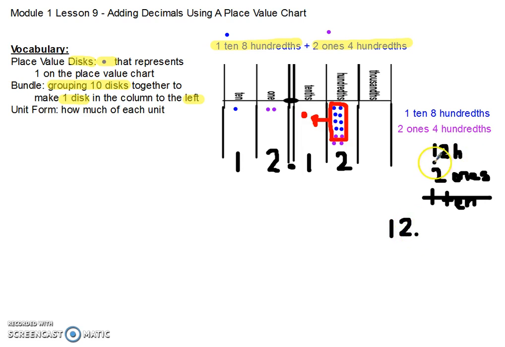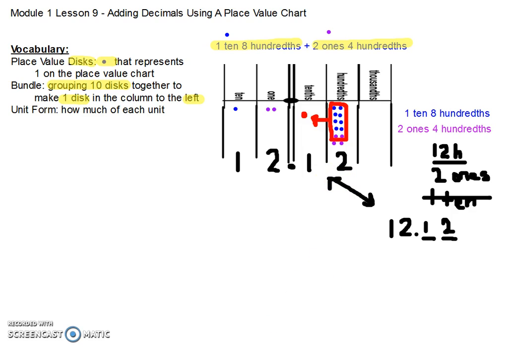And now here's where it gets interesting, because in my hundredths, I have 12, but I know I can only put one number in my hundredths column. So I have 1, 2 place values after my decimal for hundredths, and then you fill in those 12 hundredths. And that is the same answer.